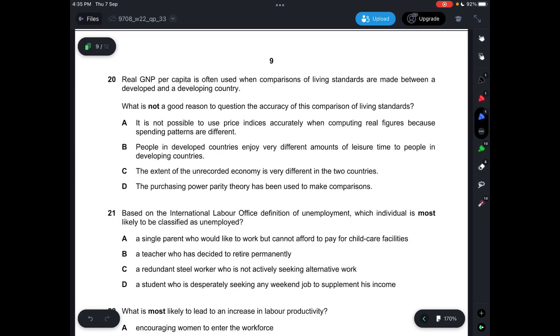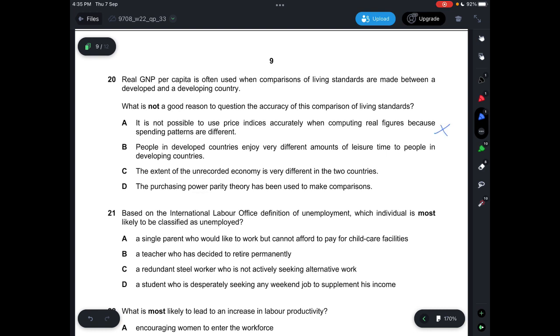Question 20, GDP per capita is often used when comparisons of living standards are made between developed and developing countries. Which is not a good reason to question the accuracy of this comparison? A says it is not possible to use price indices accurately when comparing figures because spending patterns are different, which is actually a reason to question the accuracy, which is indeed true. So this is not the answer.